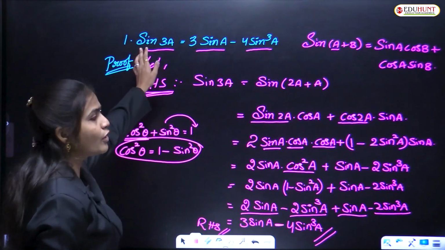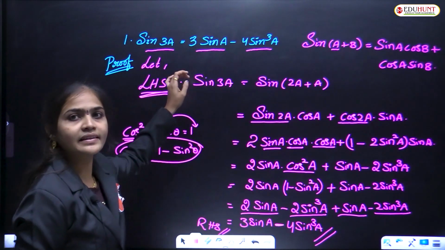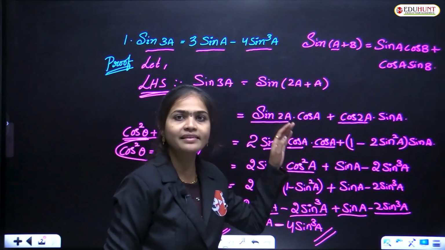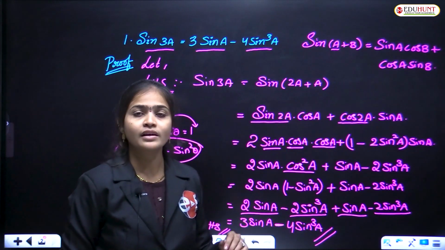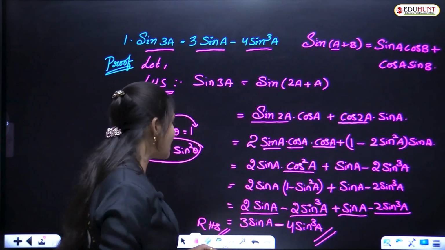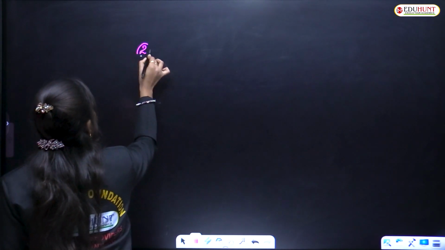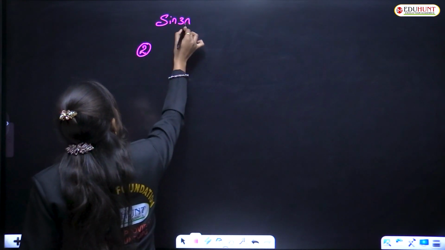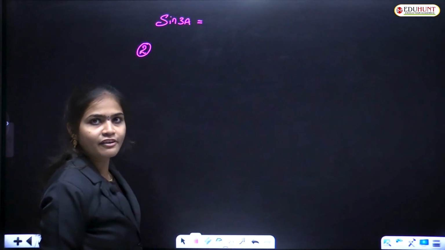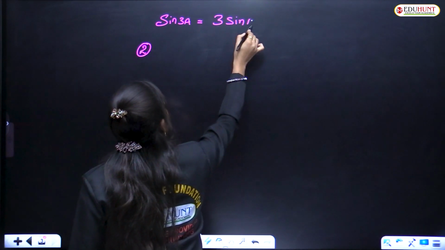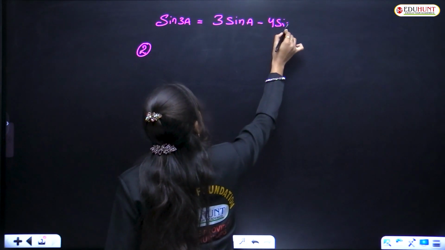So once again, what is the formula for sin 3A? Sin 3A is equal to 3 sin A minus 4 sin cube A, and this is the proof for that. From this formula only, we can write another formula. The second formula comes from the sin 3A formula we just learned. What is the sin 3A formula? 3 sin A minus 4 sin cube A.